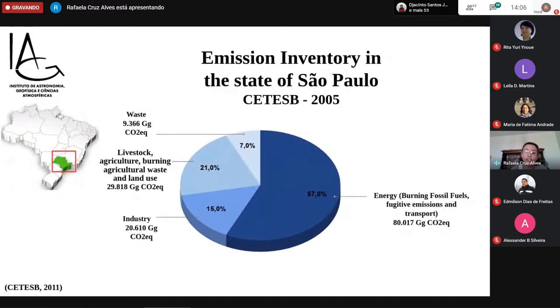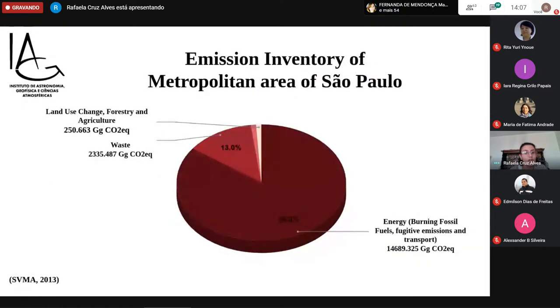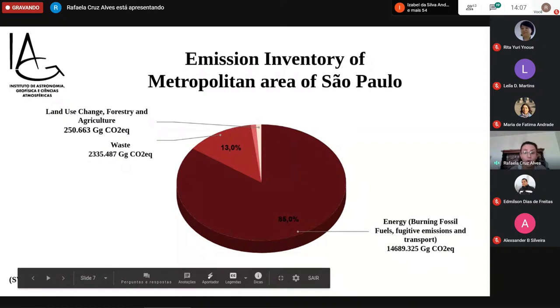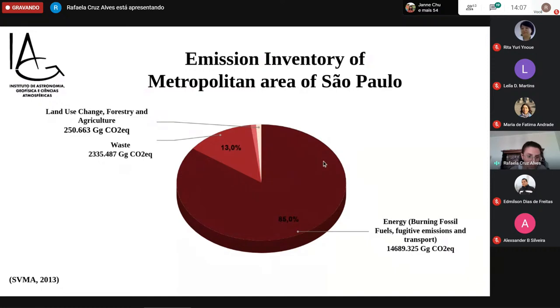For the state of São Paulo, the emission inventory shows that the energy sector contributes more than half of GHG emissions. The second sector is agriculture and livestock with 21%. For the metropolitan area of São Paulo, the contribution of energy is 85%. And from this energy share, 70% of its emissions is responsible for transportation activities, 20% for the transformation industry, and only 10% for energy generation.